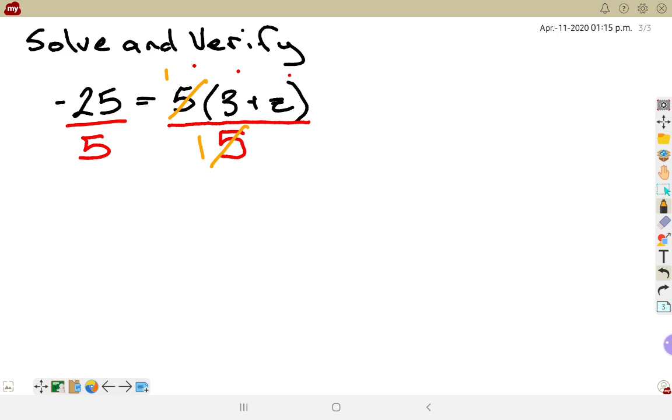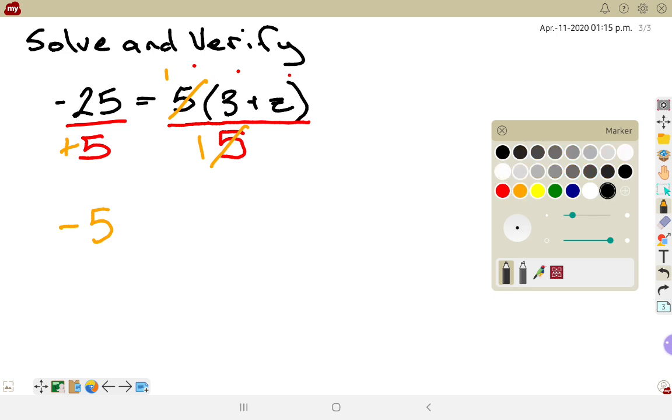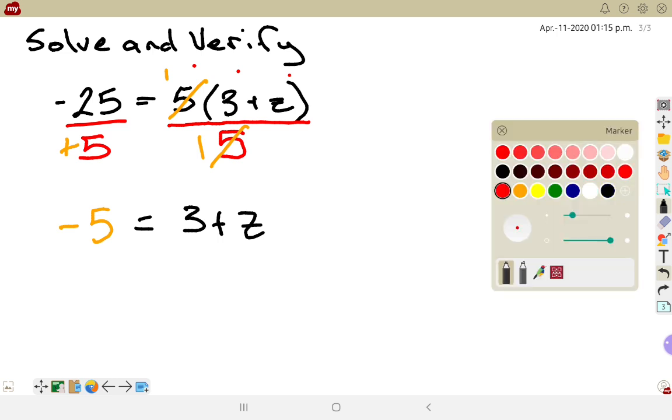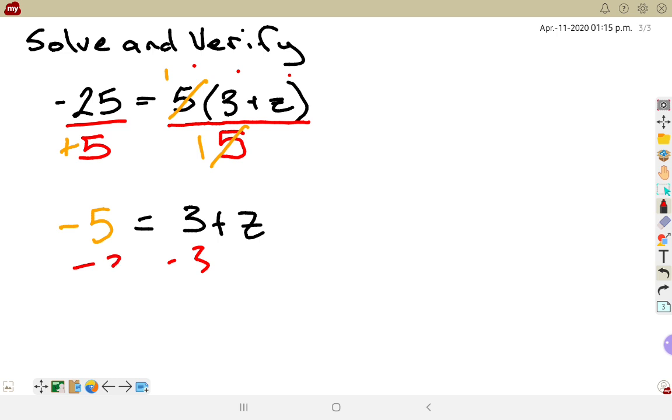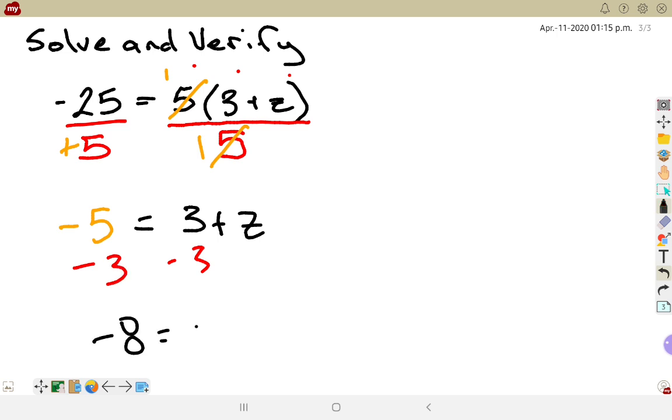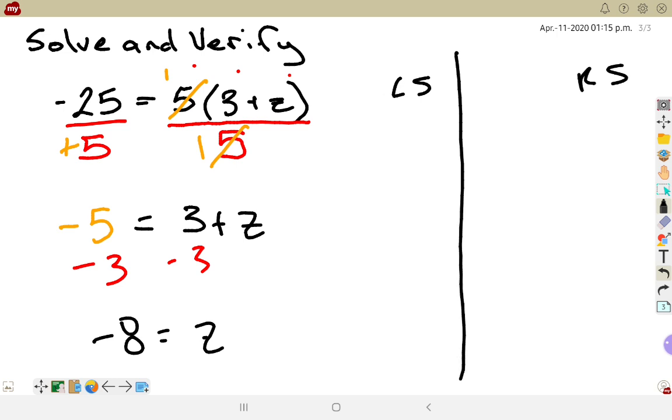On the other side, negative 25 divided by positive 5 is going to give me negative, and 25 divided by 5 is 5. So now I have negative 5 is equal to, and then just what I had in brackets, 3 plus z. And so now I'm going to subtract 3 from both sides, and we get that negative 8 is equal to z. Okay? Well, let's verify, because we tried doing it a different way, and it should work out to be exactly the same thing, but let's just double check.